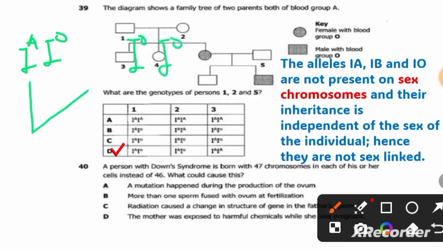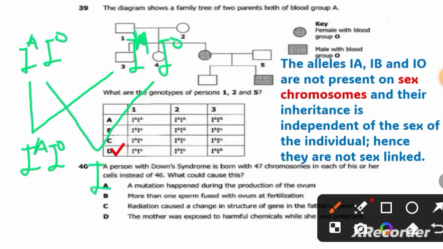So if we close this one and this one, we are going to have blood group A. Blood group O is recessive. It is overshadowed. If we close this one and this one, sorry, this one is A. So we are going to have A. We are going to have AO.